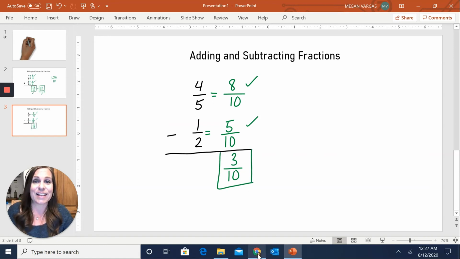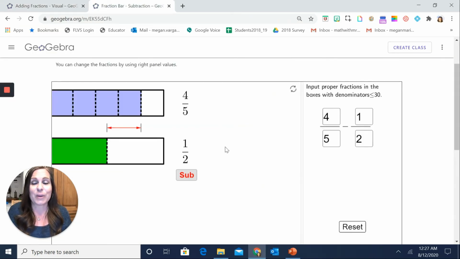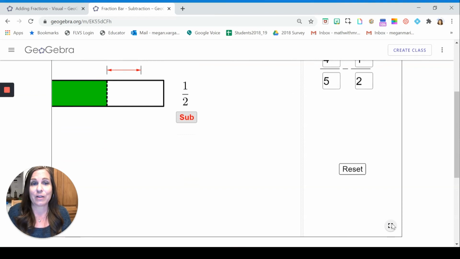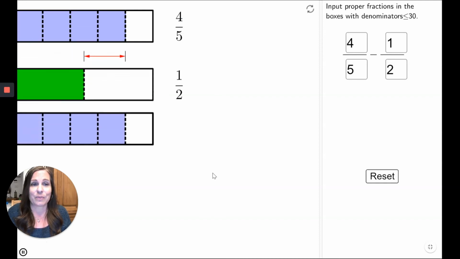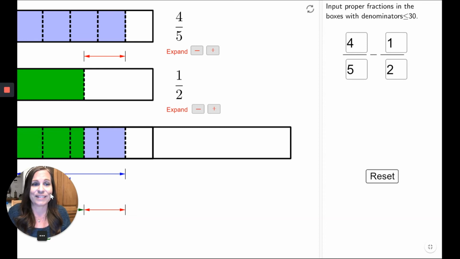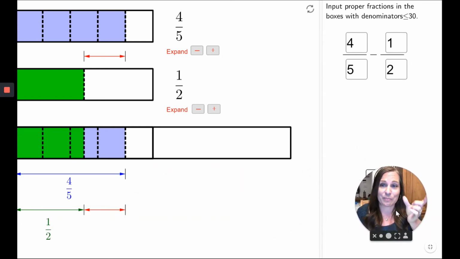Let's see what that looks like as a visual. So I have 4/5 here, and I'm subtracting 1/2, right? Just like we did a minute ago. I'm going to make this bigger so that we can see it on the whole screen. And I'm going to click subtract. So here comes, I'm going to move this over too. Here comes my 4/5, bring it straight down, and I bring my 1/2 straight down.